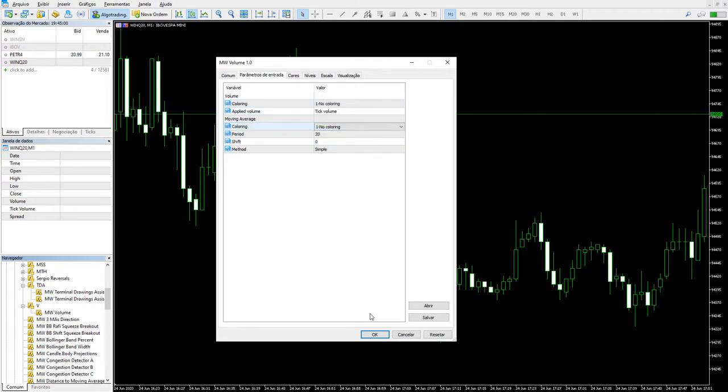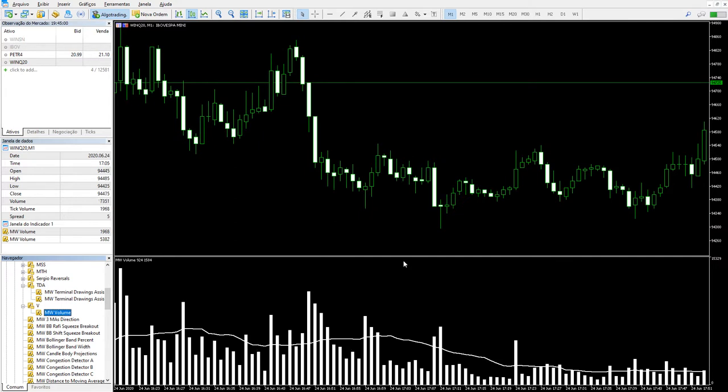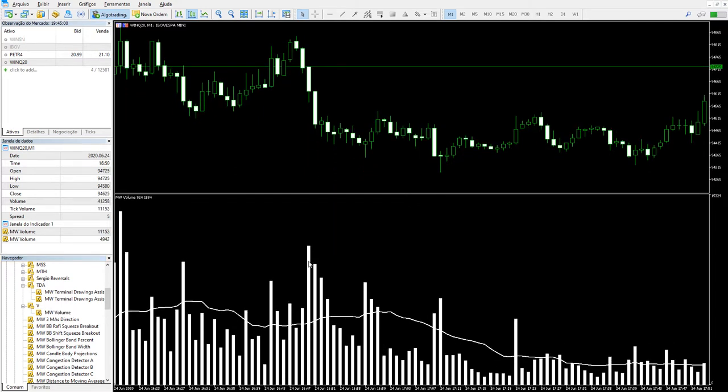So let's start with no coloring at all. So here we have it. This is the indicator. Now as you can see, nothing very special, the volume bars with an indicator of a moving average over those bars. That in fact you can do by yourself by just using the traditional volume indicator that comes with the MT5 and the moving average indicator, and drag and dropping the moving average over the volumes.